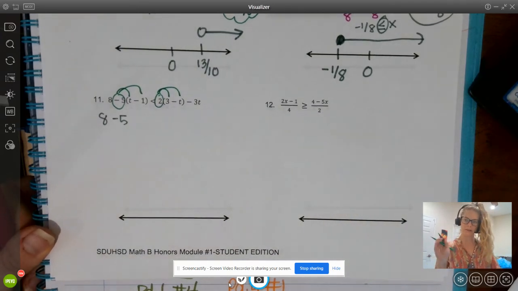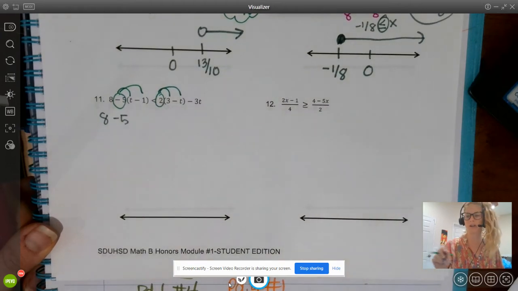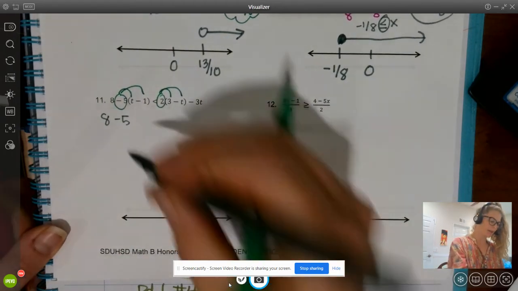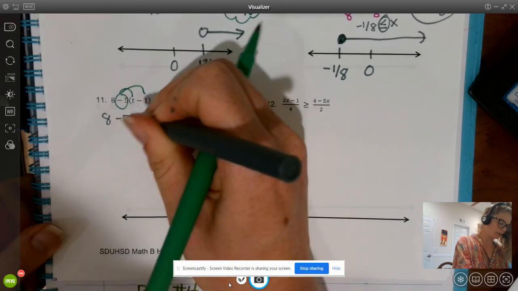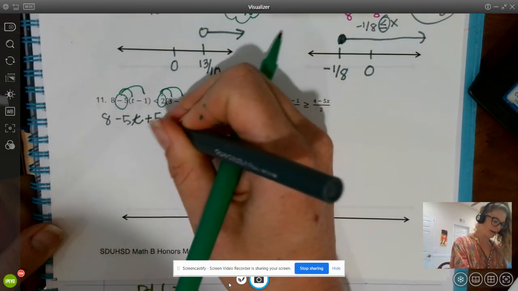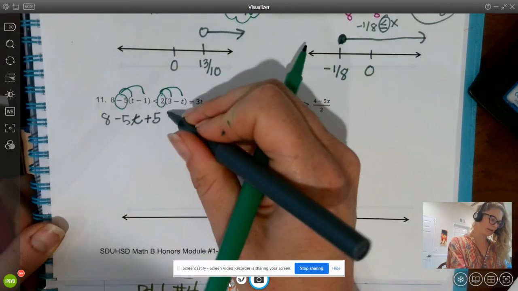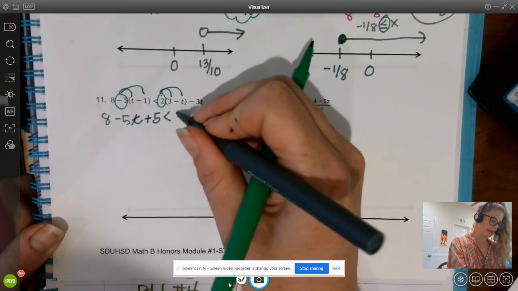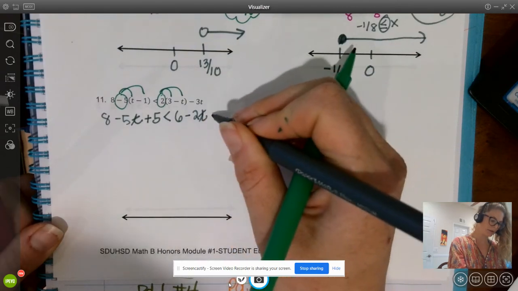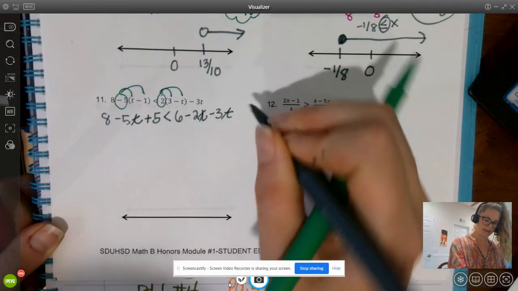Sometimes I like to put a little flair to my t, but we don't want to change the actual variable or make it a capital or anything. So I'm just going to make sure that it looks kind of like a cursive t. Plus 5, negative times a negative is a positive. Less than 6 minus 2t, put a little flair to it, minus 3t.